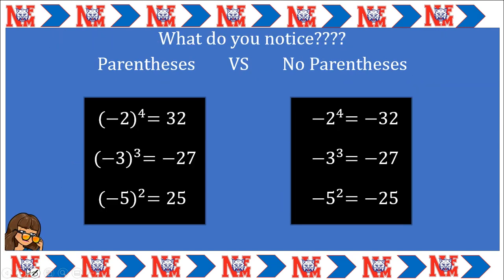So let's notice the difference between when we use parentheses and when we use no parentheses. Let's start with no parentheses. When you have no parentheses and you have this understood negative 1, you can see that all your results are negative. Over here with parentheses, it depends on whether your exponent is odd or even.